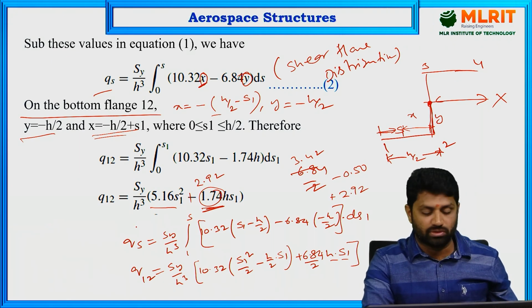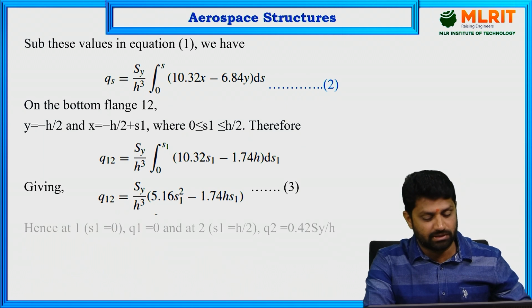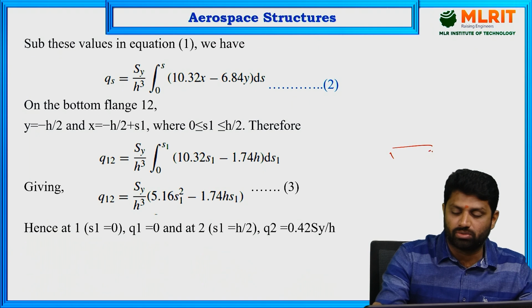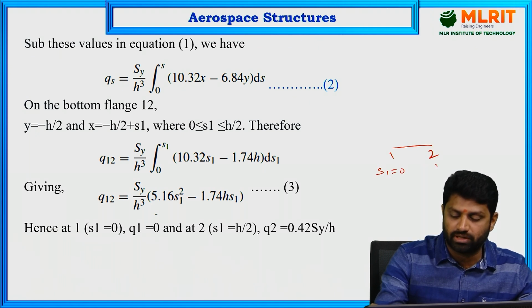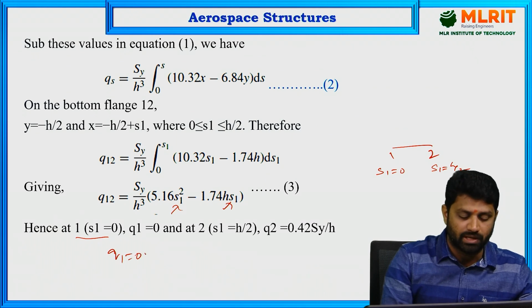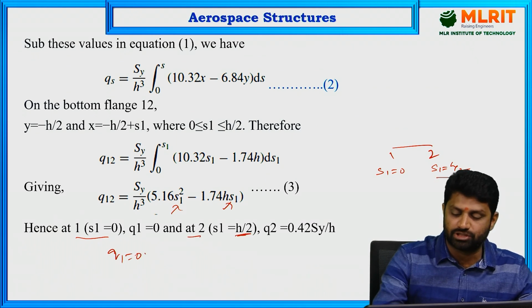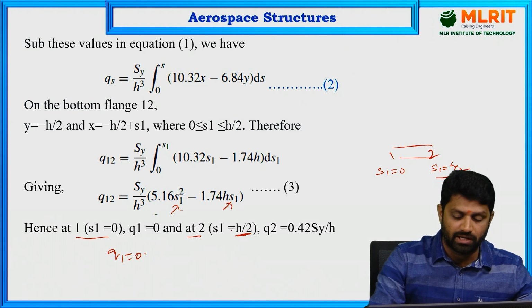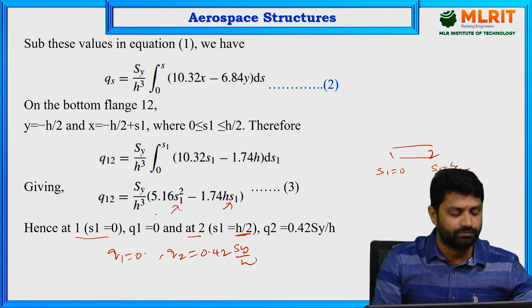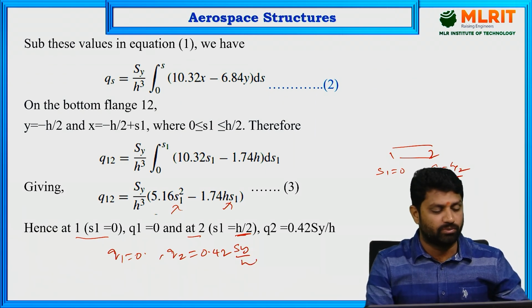You have to write that very clearly, and once you get the distribution, now here it is at 1 and 2. At 1 you can consider s1 equal to 0, at 2 you can consider s1 equals h by 2. So at 1, s1 equals 0; when you substitute s1 equal to 0 in this equation, you are going to get q1 equal to 0. At 2, s1 equals h by 2, because it covers a distance of h by 2, and you substitute in this equation and you are going to get q2 equals 0.42 sy by h. So this is for the bottom flange 1 2.